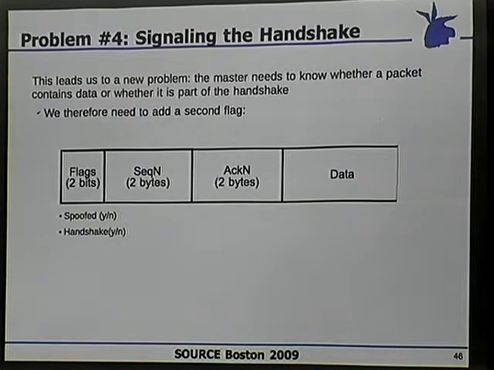Having a handshake means we actually have 2 different kinds of packets, a handshake packet and data packets. So we have to signal to the master again, this is a handshake packet, please send a handshake response to it and don't send any data, which means another flag, 2 bits now for our flags. Doesn't make it much worse, actually.